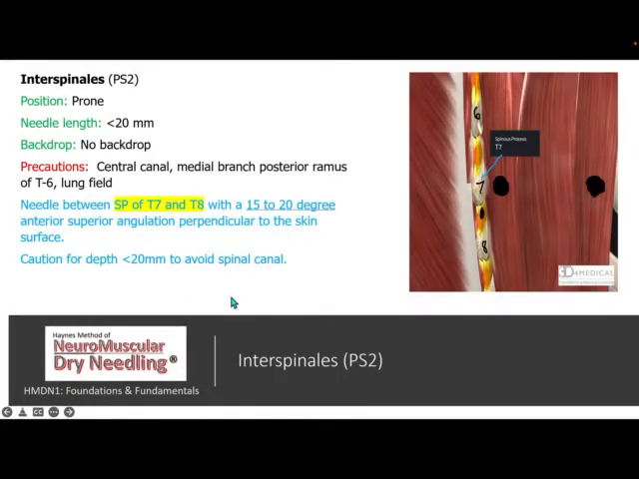Okay, again, interspinalis, we want to be able to needle this in the event that there is an interspinalis issue, a completely center or midline issue, very similar to lumbar, where we'll go approximately 15 to 20 degrees anterior and superior. We want to keep that needle depth less than 20 millimeters to avoid the spinal canal.